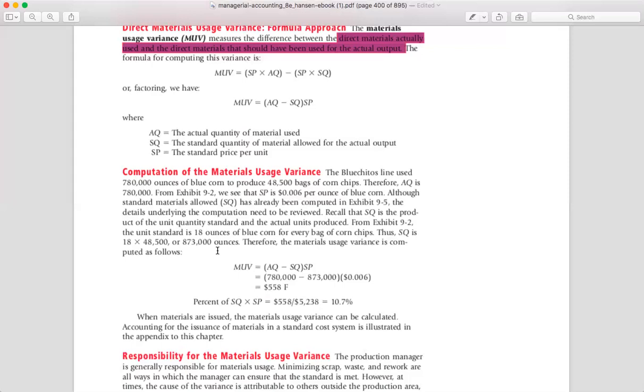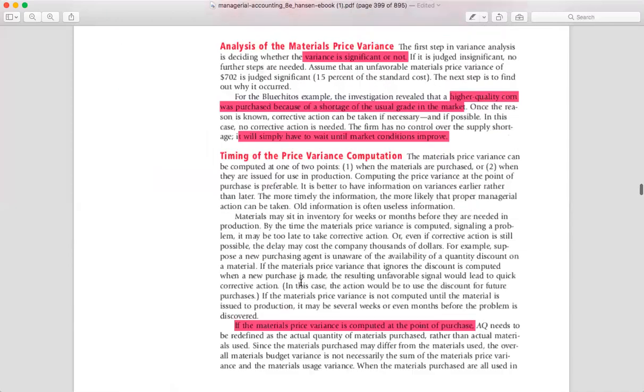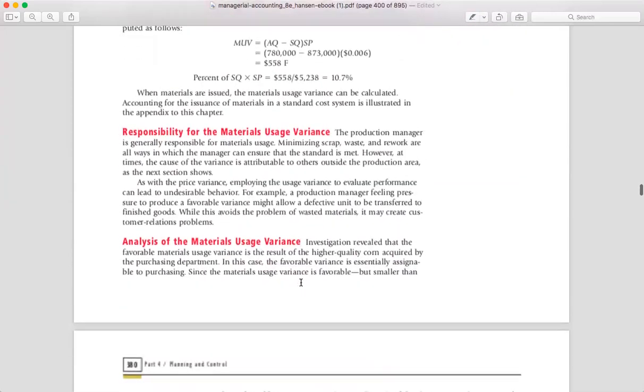Now, this is the favorable one. So the variance is favorable. Okay, if you want to check the percent, it is the standard quantity times the standard price, divided by the standard price. Okay, so we got this amount. There you can see above, and for any other numbers in there.